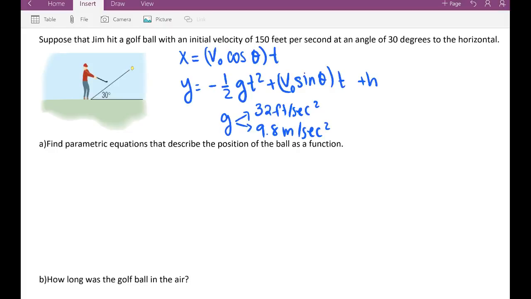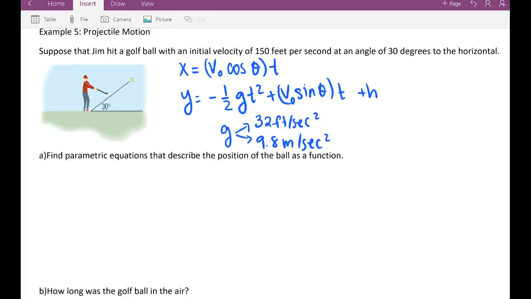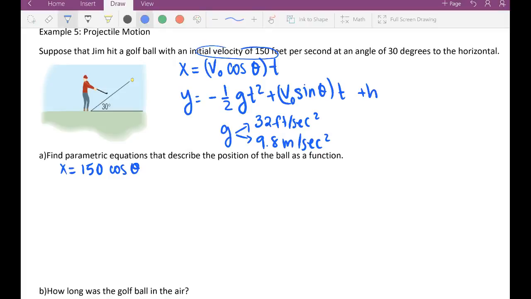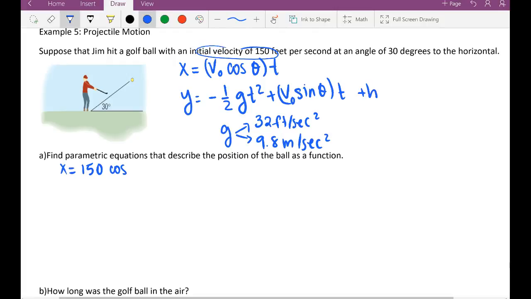A, find parametric equations that describe the motion of the ball as a function. So I'm going to use both of them. Here we go. X equals, we know what v subscript 0 is. That's your initial velocity of 150 times cosine of theta. Actually, let me fill in theta, because theta has to be 30. Okay, so theta is 30 degrees. And then all of this is going to multiply to t.